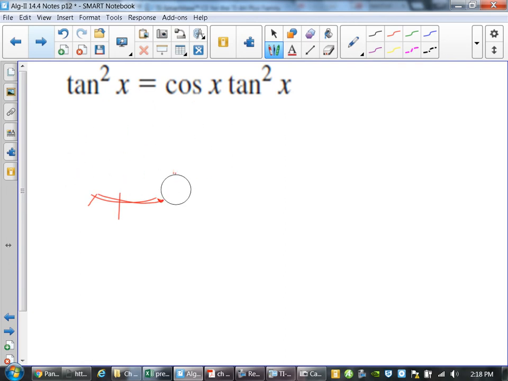Same deal here. Tangent squared equals cosine x times tangent squared x. This is another style problem where we're going to set equal to 0, like we did last time, by simplifying things via factoring, trying to see what we can take out. So if I have tangent squared equals cosine x times tangent squared, set one side equal to 0: I'm going to subtract the right and move it to the left. So I get tangent squared x minus cosine x tangent squared x.